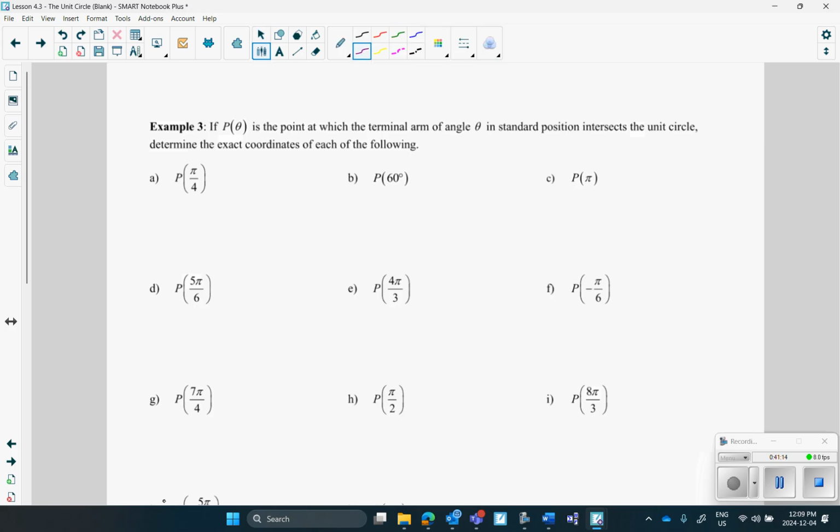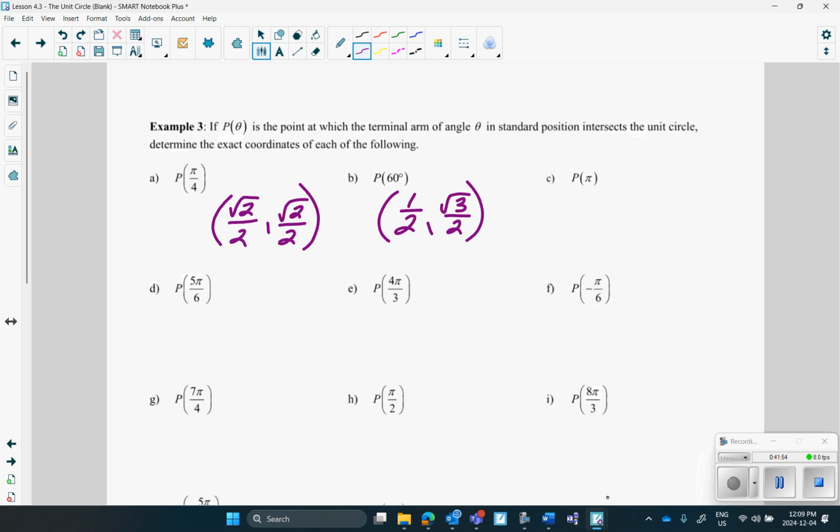Pi over 4. Okay, I'm waiting for the point. What's the point on the unit circle when the angle's pi over 4? What's this root 2 I'm hearing? Root 2 over 2, comma, root 2 over 2. 60 degrees, that's the one up here. Half, and then the bigger one, root 3 over 2.